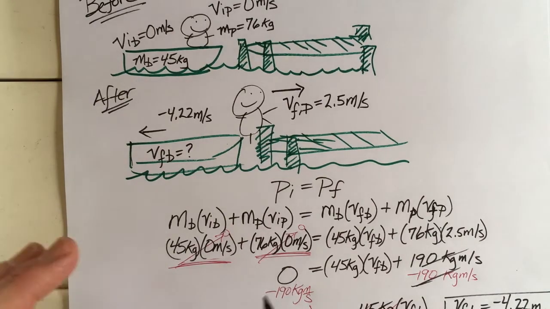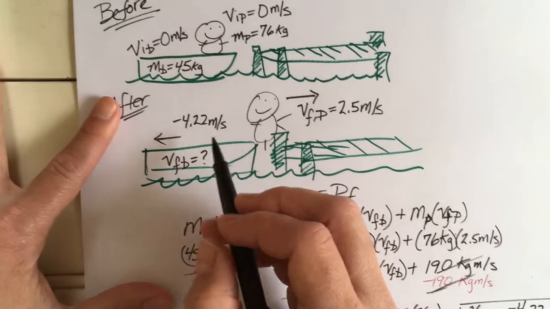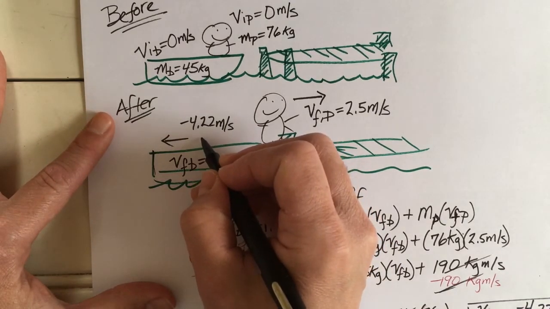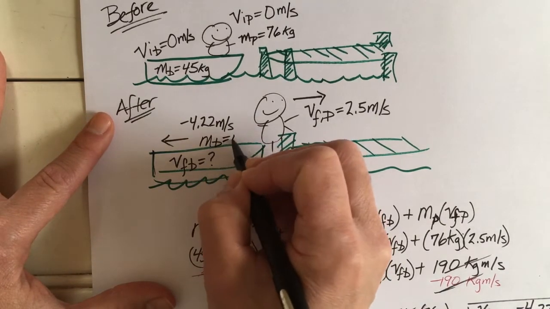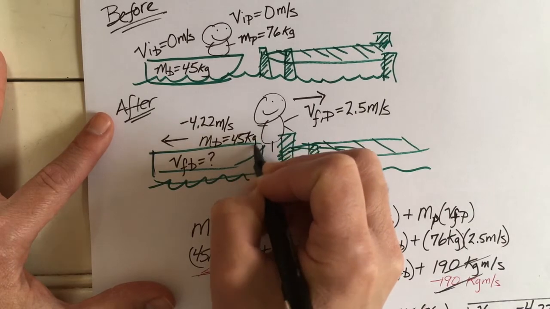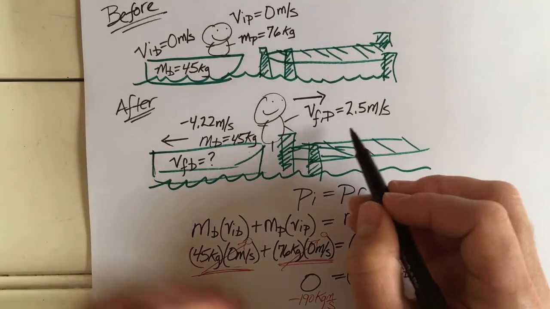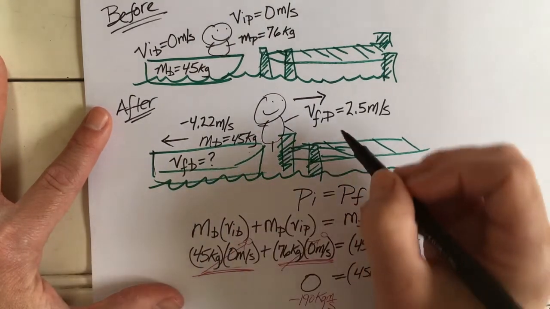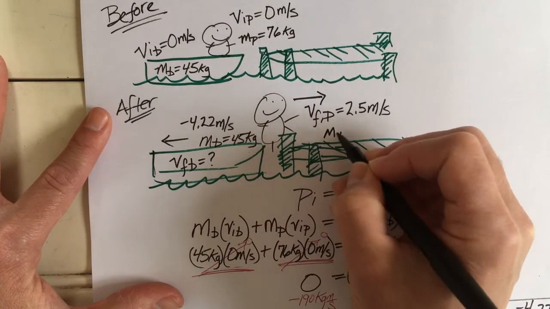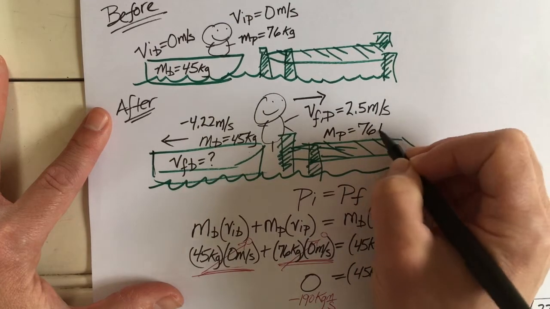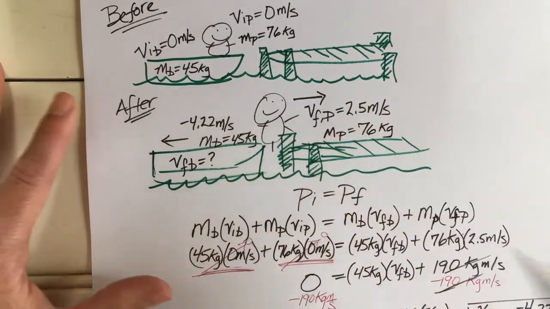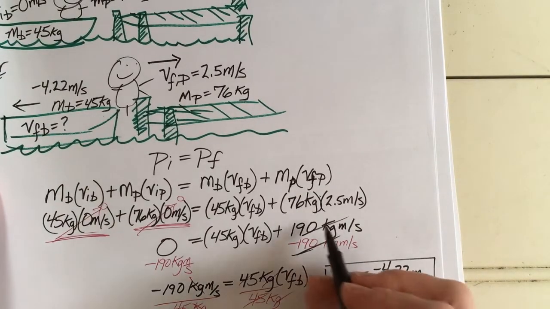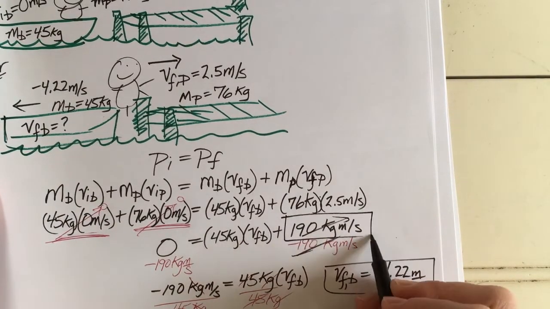So does that work? Does that make sense? Well, I bet if you take negative 4.22 times, what was the mass of the boat? 45. You multiply those two together, that is the same answer as, but negative, as the mass of the person, which is the 76 times 2.5. And what would that equal? Well, 76 times 2.5 is 190, right?